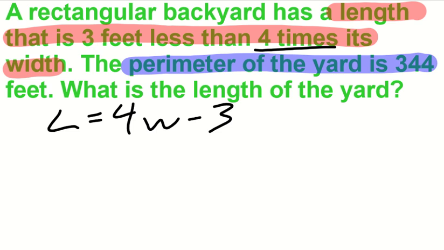All right, so our second equation is the perimeter. We got a perimeter of 344 feet. Who thinks they can give me that equation? Think about the problem before and how we find perimeter.